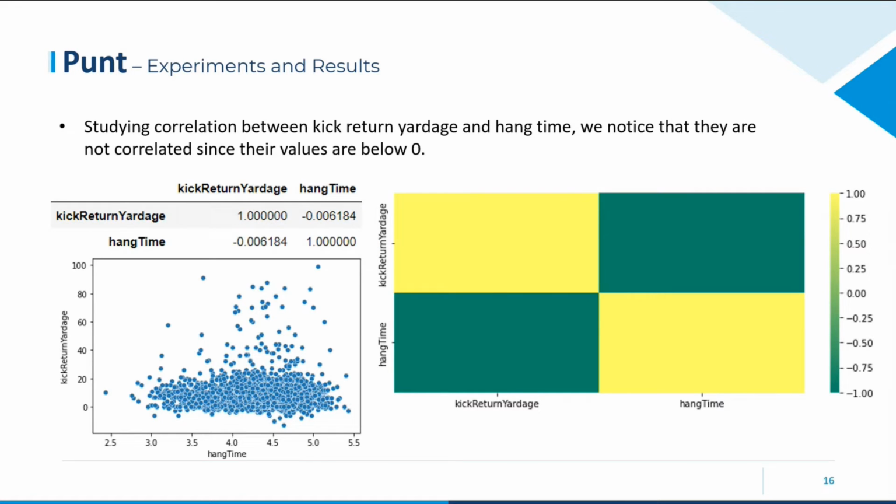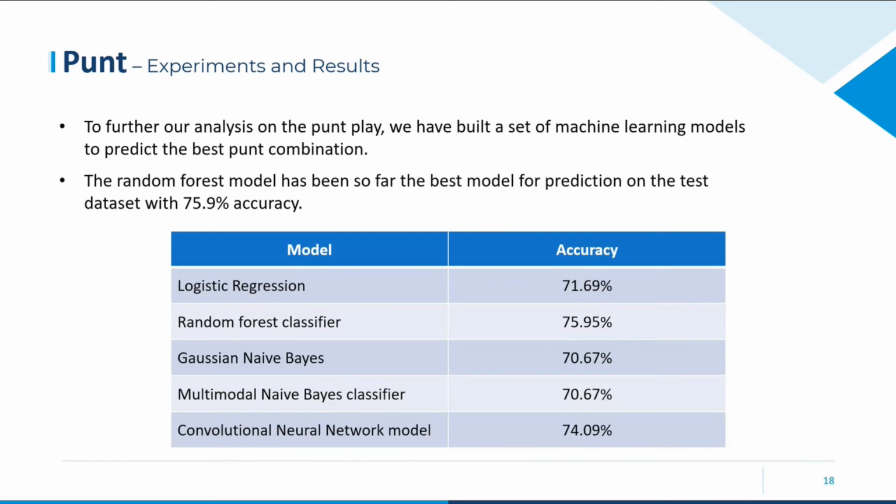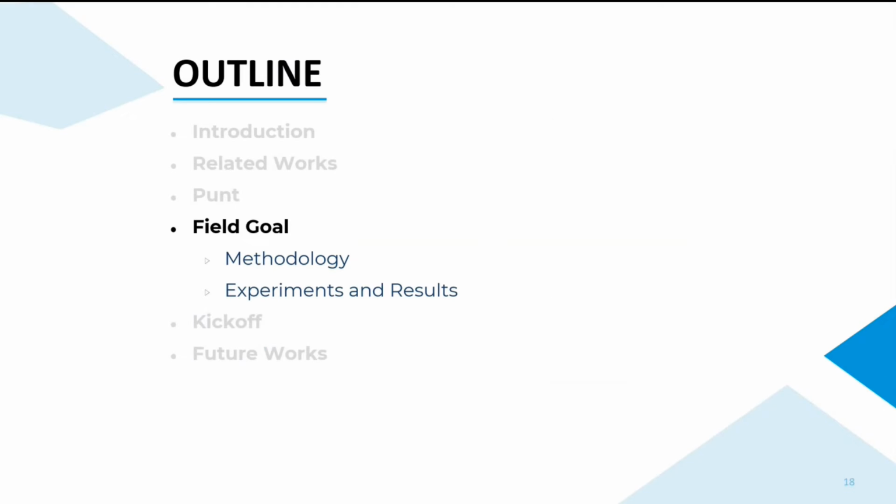Next, we analyzed the correlation between kick return yardage and the hang time, and we noticed that they are not correlated if their values are below 0. To further our analysis on the punt play, we have built a set of machine learning models to predict the best punt combination. The random forest model has been so far the best model for prediction on the test data set with 7.9% accuracy. The second special teams play we analyze is field goal.